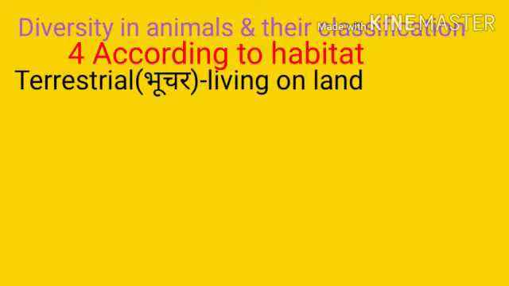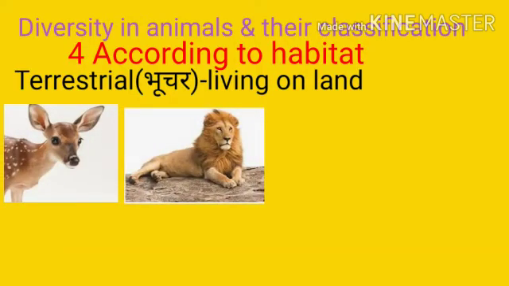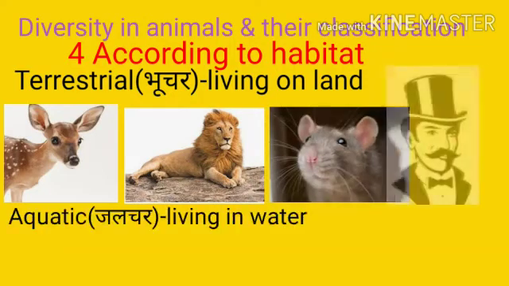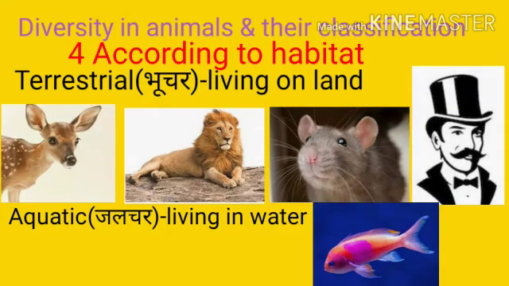And now the fourth type, that is according to habitat. Habitat, where they live. In that, first one is the terrestrial animals, means those living on land. Example, deer, lion, rat and man. Second, aquatic. Aquatic animals means living in water. Example, fishes.